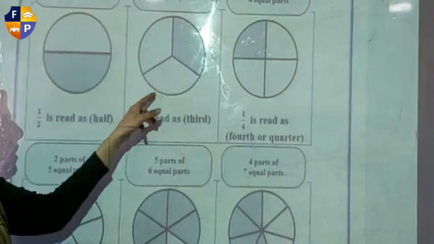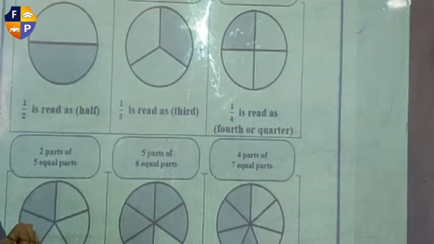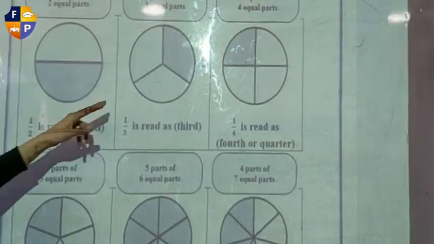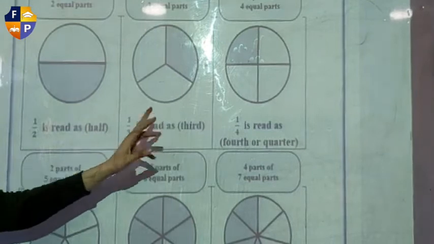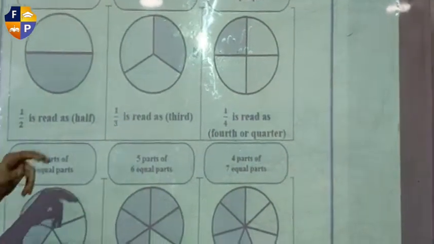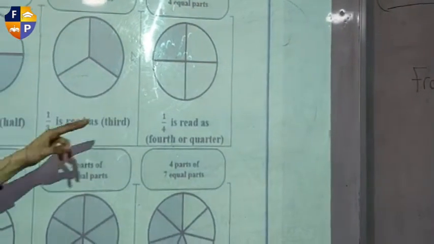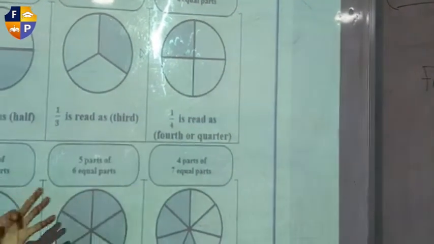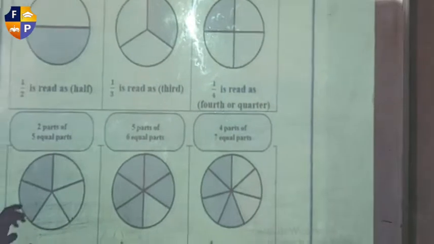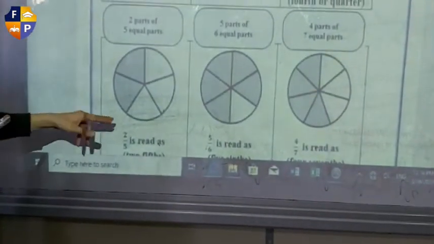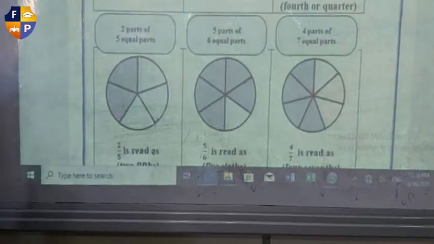If I divide this circle in 3 equal parts, I take one part of 3 equal parts. So 1 over 3 is read as third. If I take one part of the 4 equal parts, so 1 over 4 is read as fourth or quarter. If I take 2 parts of 5 equal parts, so 2 over 5 is read as 2/5.